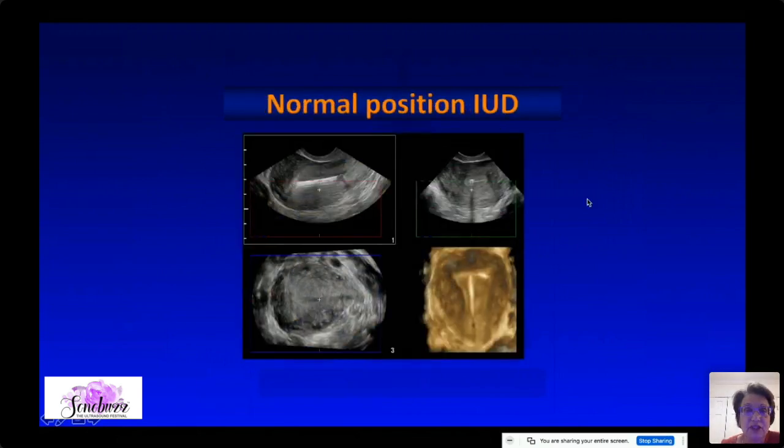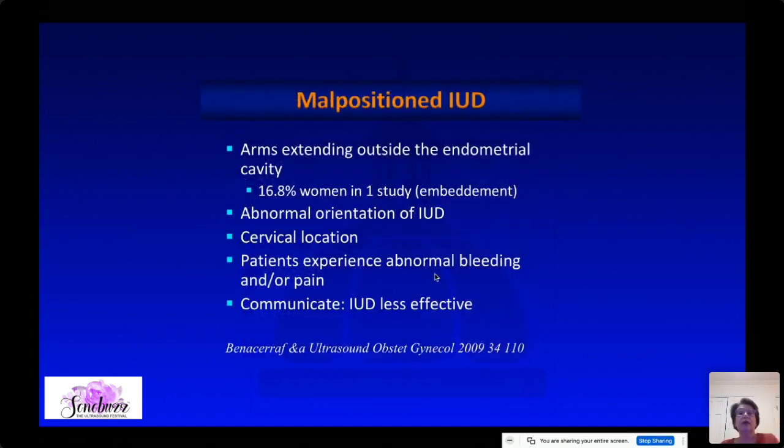This is what a normally placed IUD should look like. The T branch should be very close to the fundal portion of the endometrium. And then, in a malpositioned IUD, the arm may be extending outside the endometrium with penetration into the myometrium. It's called uterine embedment. Or it can be in the cervix. And oftentimes the patient will have abnormal bleeding and pain. And it's really important to also tell the patient, because the IUD is going to be less effective, so it may not work as well as a contraceptive agent.